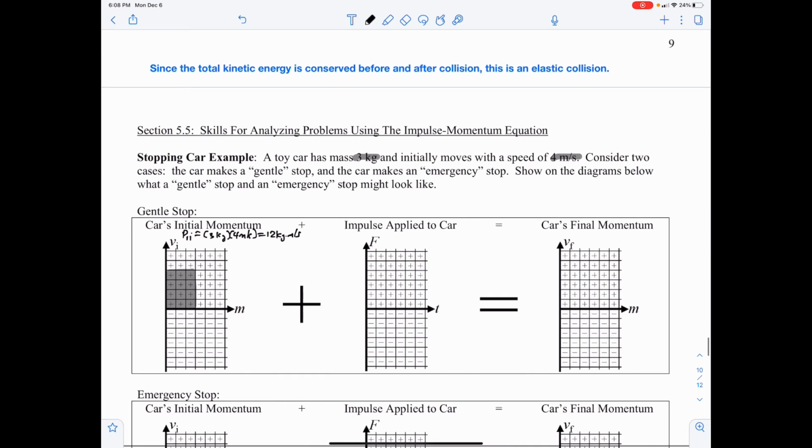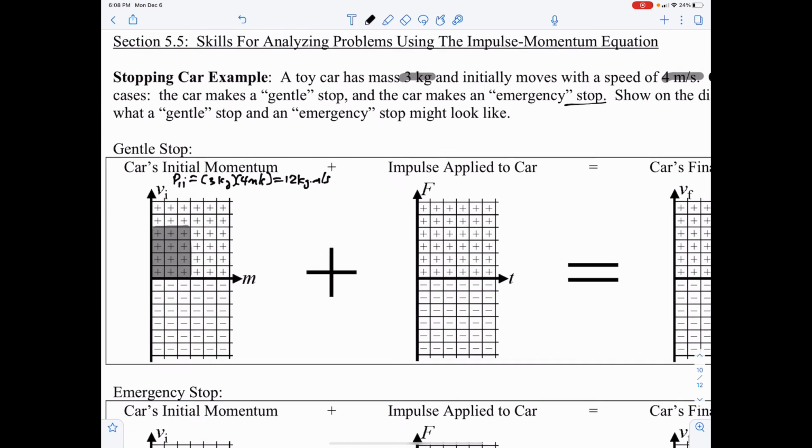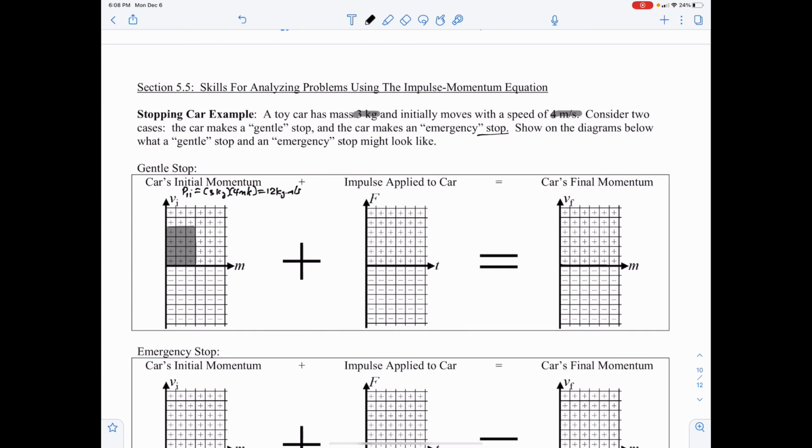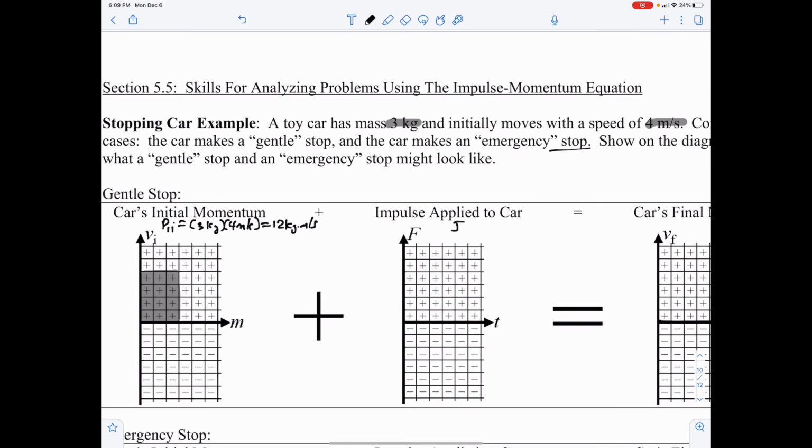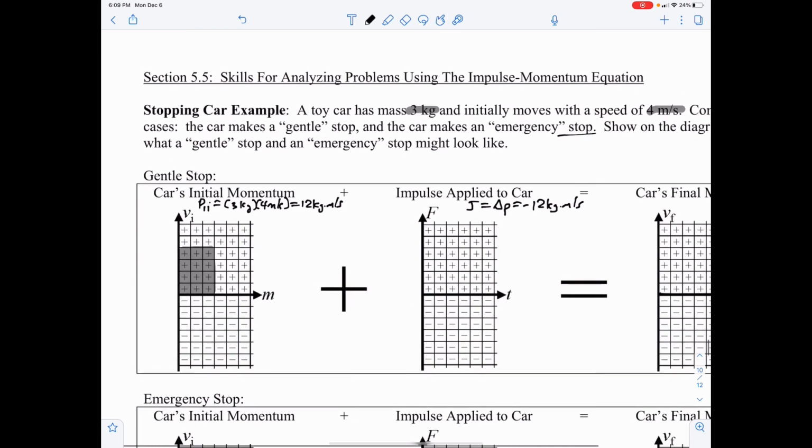Now, the car is coming to a stop, and the gentle stop is going to be applied over a longer time interval. The emergency stop is going to be applied over a shorter time interval. So here's the deal. In order for the car's final momentum to be 0, that means you have to apply a negative impulse. Here, the impulse would have to be, in this case, negative 12 kilograms meters per second to zero out or cancel the 12 that you have there. Well, how do we do that?